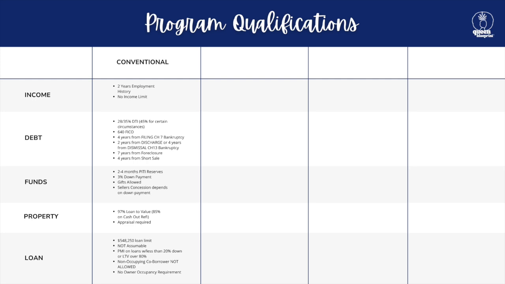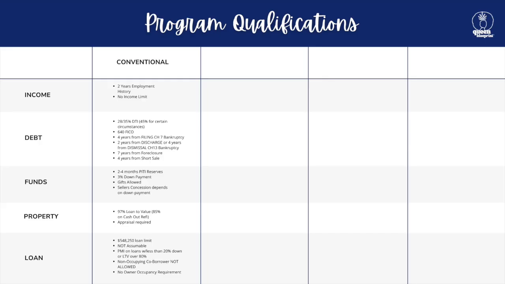1, 2, 3, 4, 5. So there are 5 components that they're going to be looking at, okay? They're going to be looking at your income, debt, what funds you got, the actual property itself, and then what they can do with the actual loan, okay? So let's scoot back up here. Let me make sure y'all can see it.